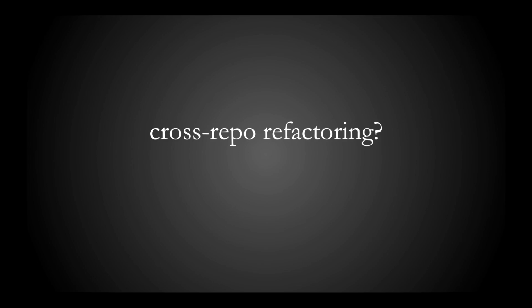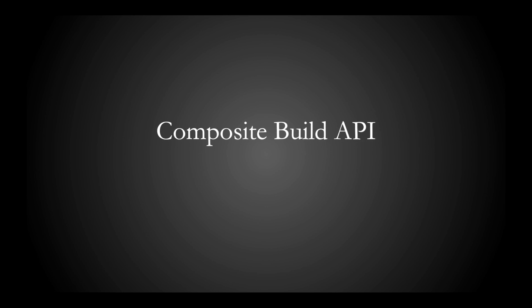A few other things. Another use case is cross-repo refactoring, something that is difficult. Imagine you have multiple repositories. How do you do refactoring across those repositories? And even if you manage that in some way, how are you going to achieve the atomicity of the commit? So for that, at least, let's move the atomicity of the commit out of the picture and focus on the refactoring working across multiple repos. For that, we will use the composite build API from Gradle.